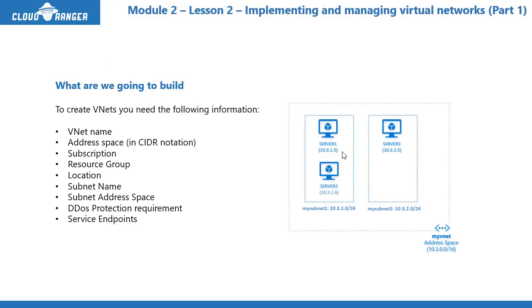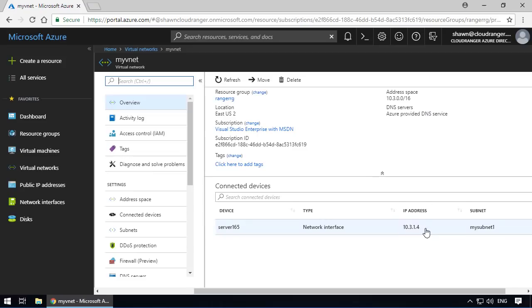This is actually not done in error. What I'm trying to say is that when this virtual network was created, the DHCP server over there went and found 10.3.1.4 and said this is an available address that I have that I can assign to this NIC or this virtual machine.